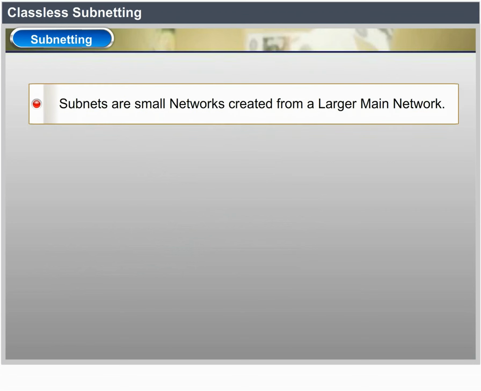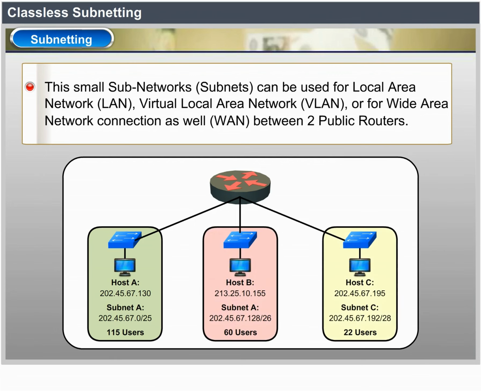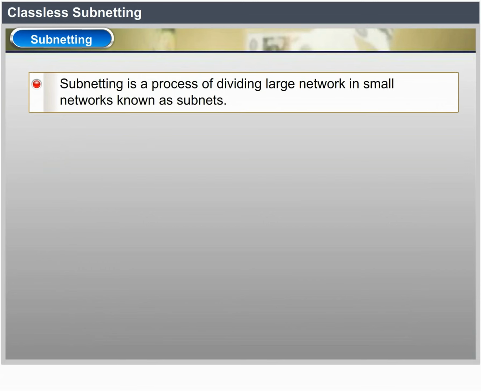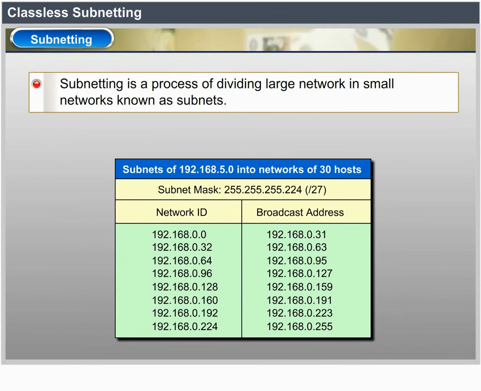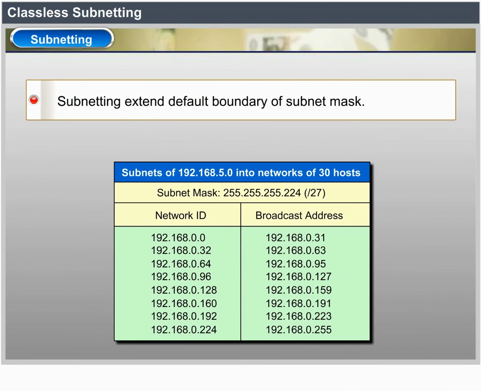Classless subnetting. Subnetting. Subnets are small networks created from a bigger main network. These small subnetworks or subnets can be used for local area networks or LANs, virtual local area networks or VLANs, or for wide area network connections as well, that is WAN, between two public routers. Subnetting is a process of breaking a large network into small networks known as subnets. Subnetting extends the default boundary of the subnet mask.